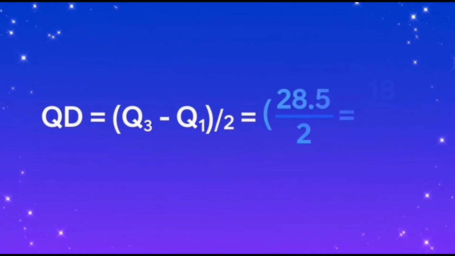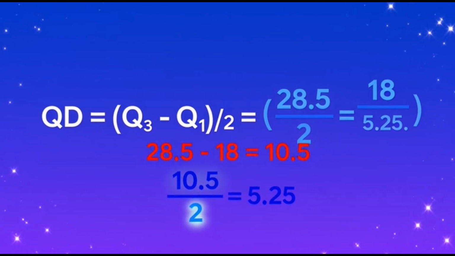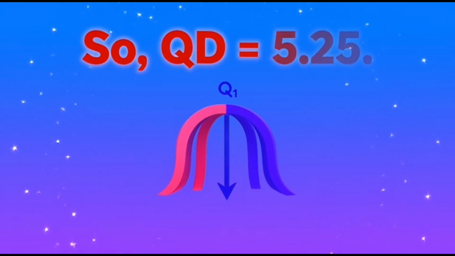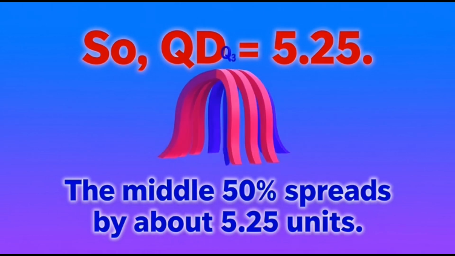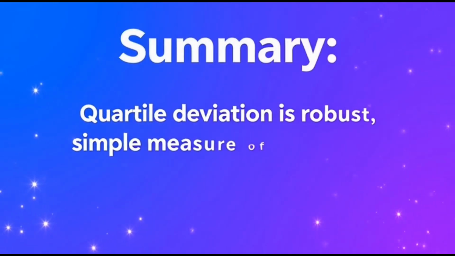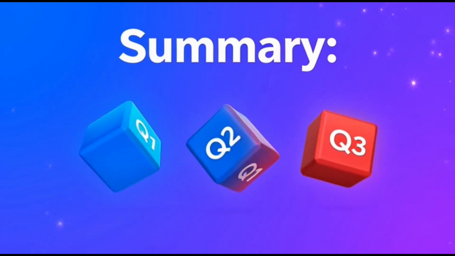Quartile deviation is (28.5 minus 18) divided by 2 equals 5.25. So, the quartile deviation is 5.25. This shows the middle 50% spreads by about 5.25 units around the median. In summary, quartile deviation is a robust and simple measure of dispersion using quartiles.